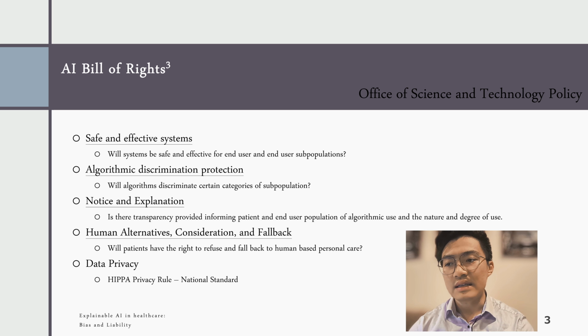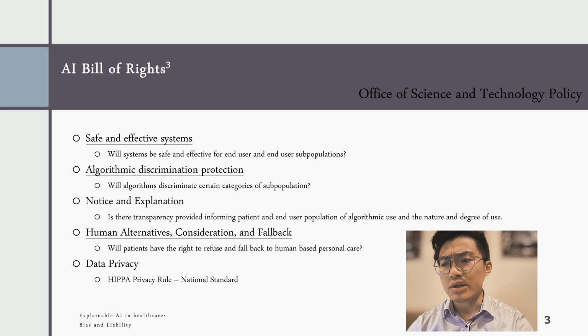Second, we need guarantees against algorithmic discrimination. How algorithms are designed and used should not discriminate and isolate categories of subpopulations. Third, there needs to be transparency in the algorithms, and patients and end users should understand the tools that they use or are used on their behalf, as well as awareness of when these AI systems are used.